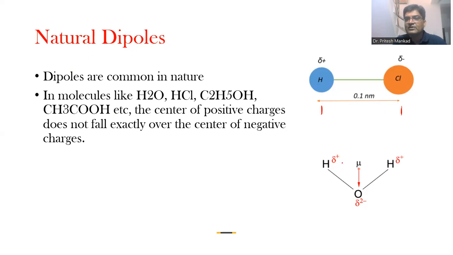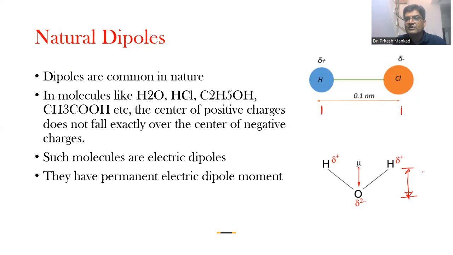Similarly, in H2O, you can see the center of the H plus ions is here and O minus is here. So this is the distance between the center of positive charges and the center of negative charges, and this is going to create a dipole. Such molecules are electric dipoles and they have permanent electric dipole moments. In nature there are many molecules which are permanent dipoles, and that's why we are learning about dipoles and the field because of them.